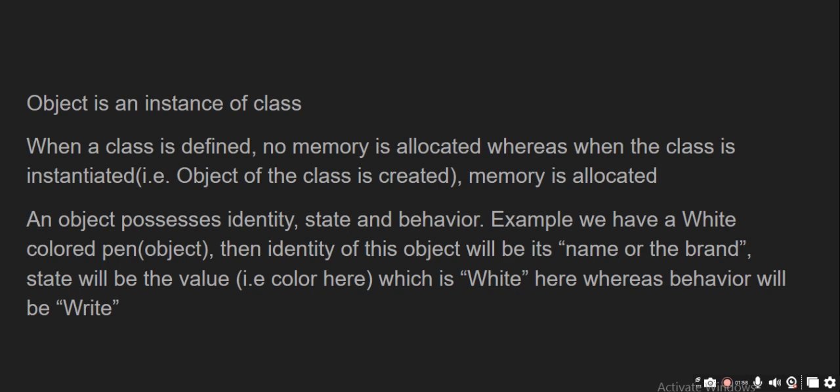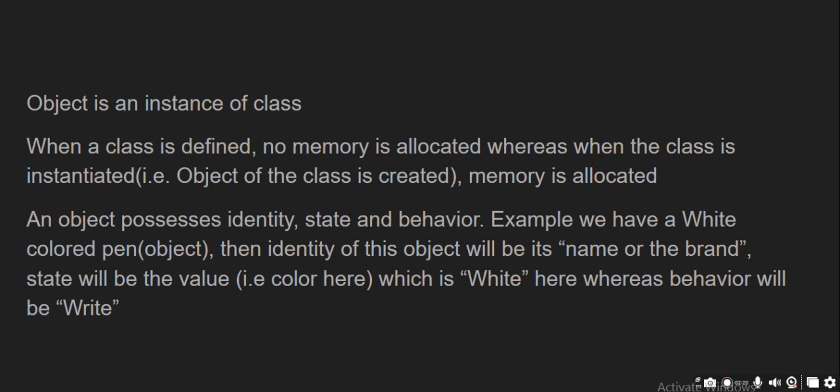Now an object has some characteristics like your identity, state and behavior. Now this identity is unique to every object, although that is not visible to us as users, but the JVM can differentiate between different objects on the basis of this identity. So this identity is unique for the JVM, right?